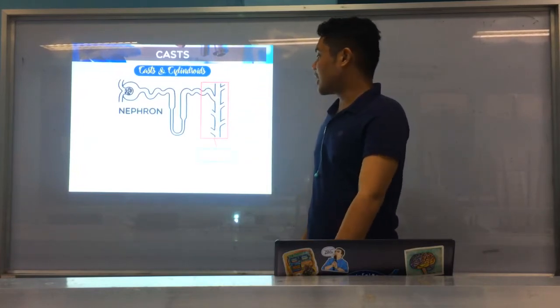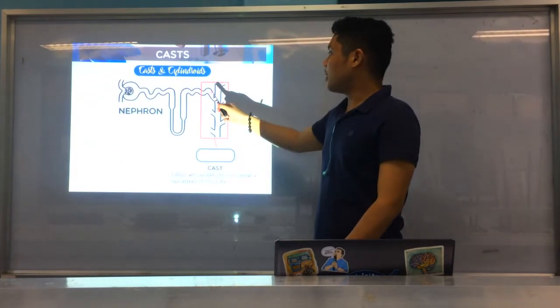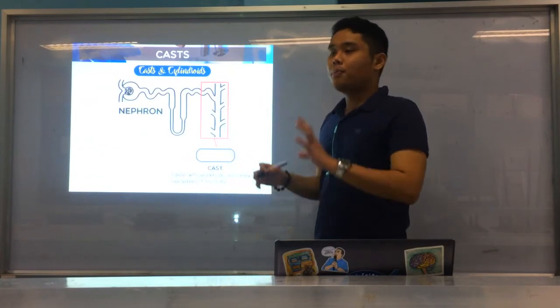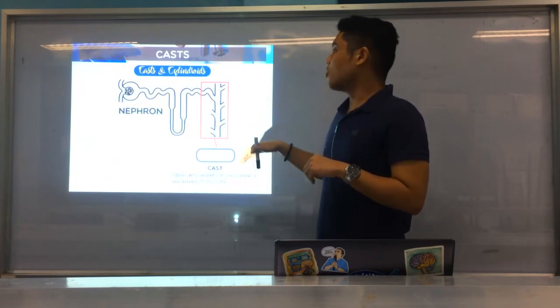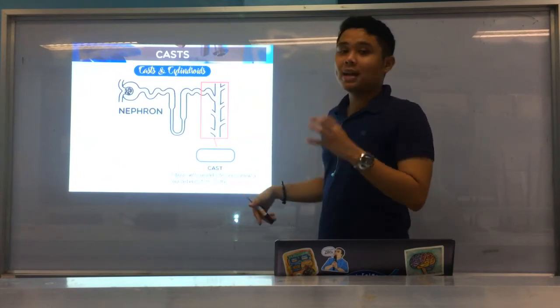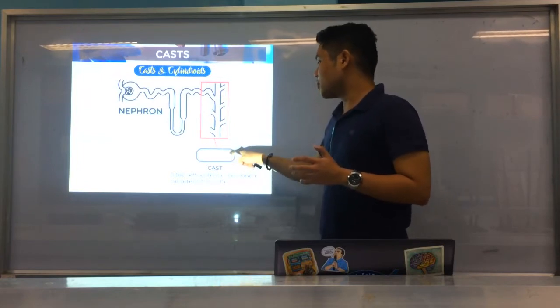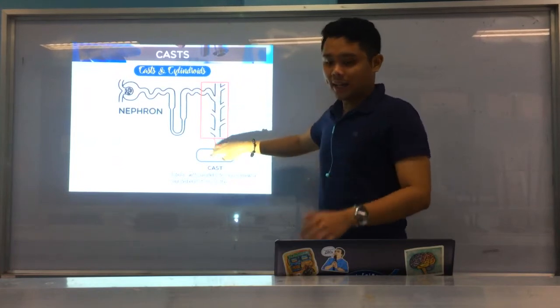So, first is the casts. Okay? Casts, again, usually form between the DCT and the collecting duct. But the major site is usually the distal convoluted tubule, okay? So, if it forms there, it's termed a cast, and usually its shape is tubular, again, with parallel sides and rounded ends. And again, it forms in the DCT and collecting duct.